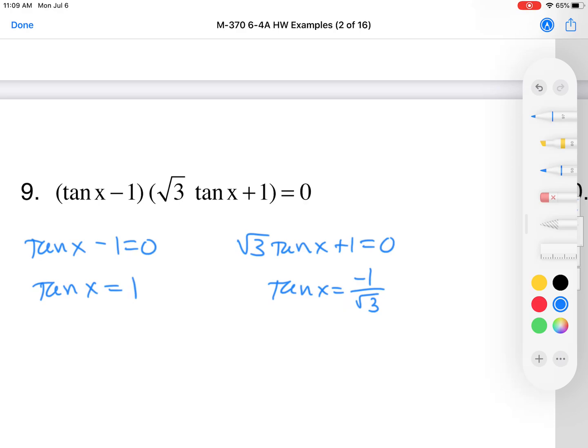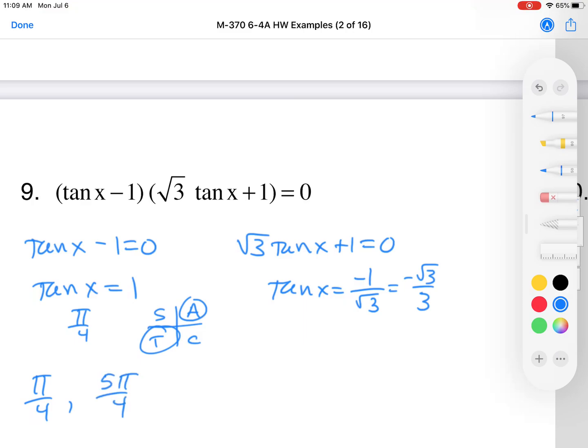And so as we look at this one, this might not be as recognizable. We have to rationalize negative root 3 over 3, and we just have to think for a moment. Certainly we know when tangent x is equal to 1, that's a pi over 4 reference angle. Now, where is tangent positive? First and third quadrant. So we're going to keep that pi over 4, and then we're also going to go pi over 4 beyond 4 pi over 4, or 5 pi over 4. Excellent. So we got two of our answers. We're going to have 4 ultimately coming through here.